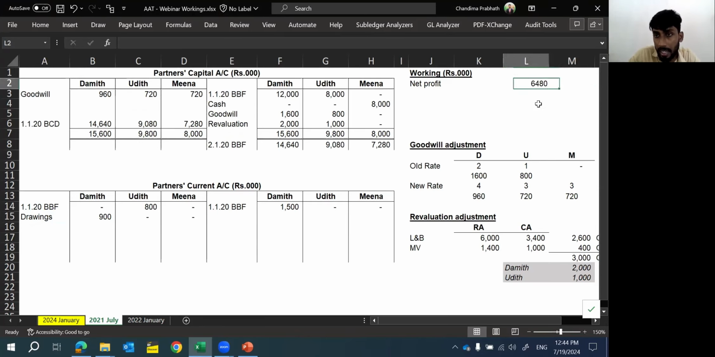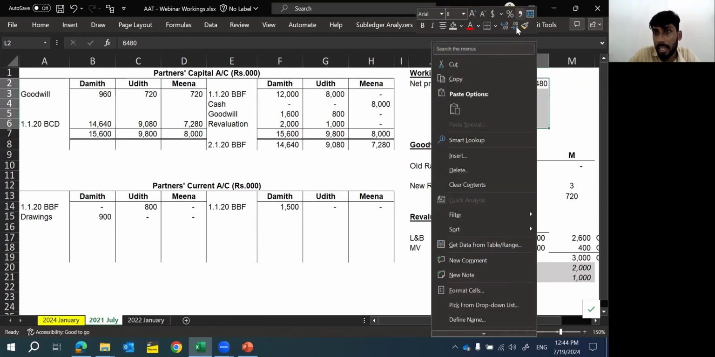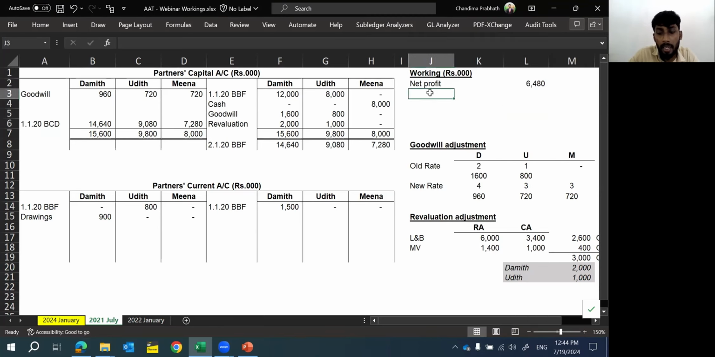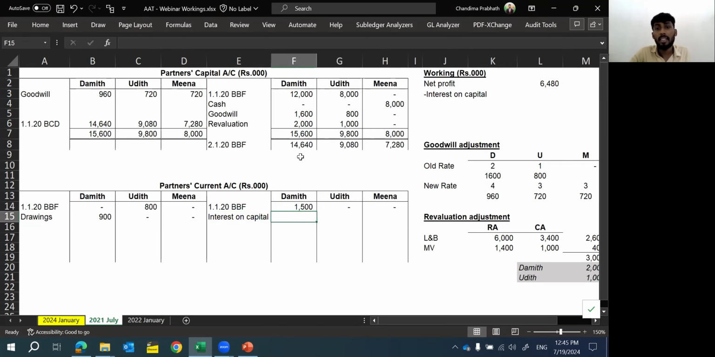6,480. I have the net profit. Then out of the net profit, first we will pay the interest on capital. When we appropriate the interest on capital, what will happen? That will be credited to the partner's current account.